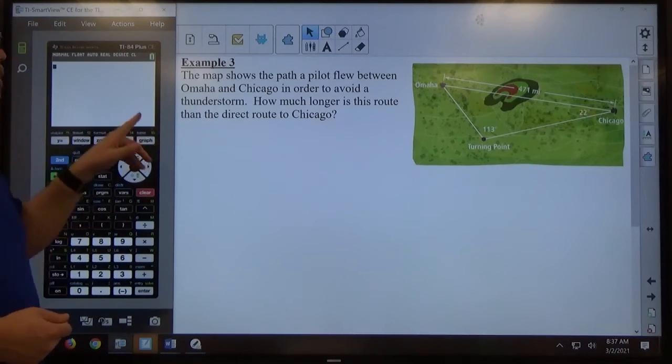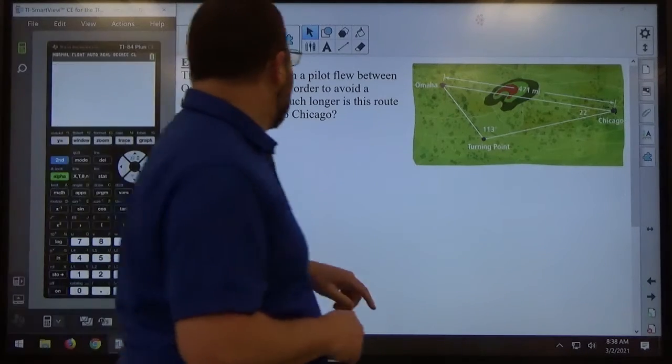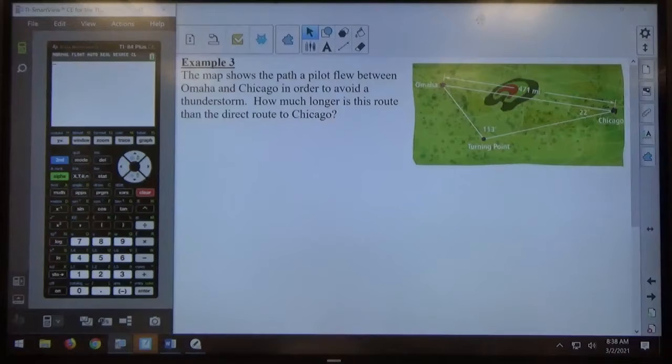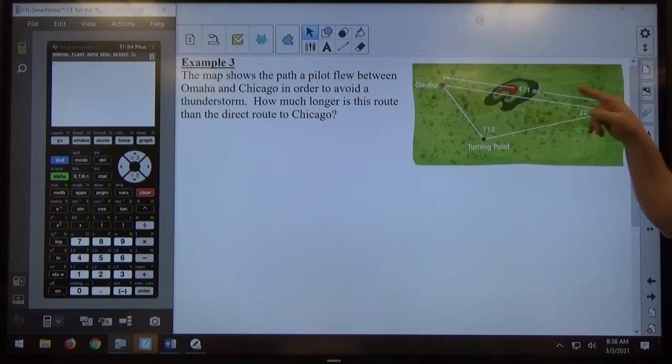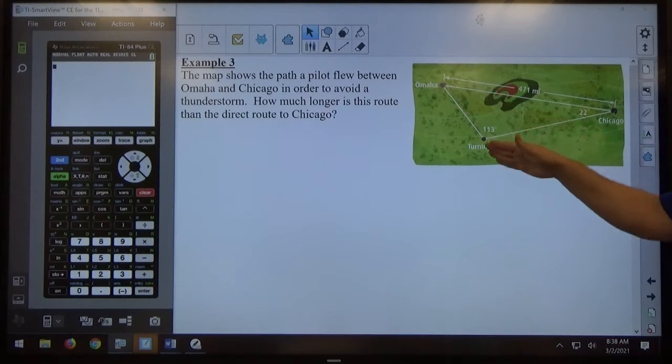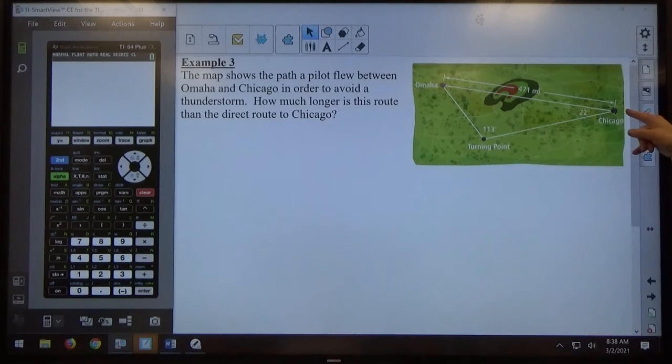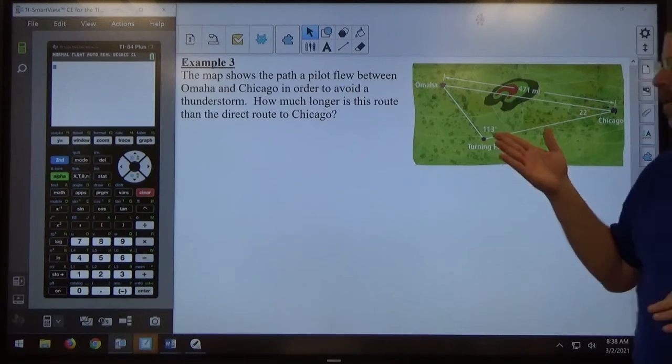So in this particular problem, the map shows the path a pilot flew between Omaha and Chicago in order to avoid a thunderstorm. How much longer is this route than the direct route? So the direct route, of course, is 471. It says how much longer, so we're trying to find the entire distance from Omaha to turning point to Chicago, add those together, and then subtract 471 to get that difference in distance.